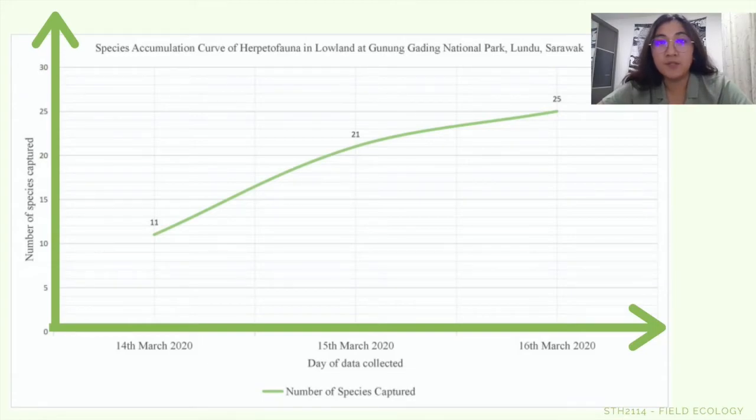Next, the graph shows the species accumulation curve of herpetofauna. What we can see here is that the number of species increases as the days go by. During our first day of sampling, which was on the 14th of March 2020, we captured 11 species. The next day, we captured another 10 species, making a total of 21 species captured. And finally, during our last day of sampling, we captured another 4 species, making the overall species that we caught 25 species.